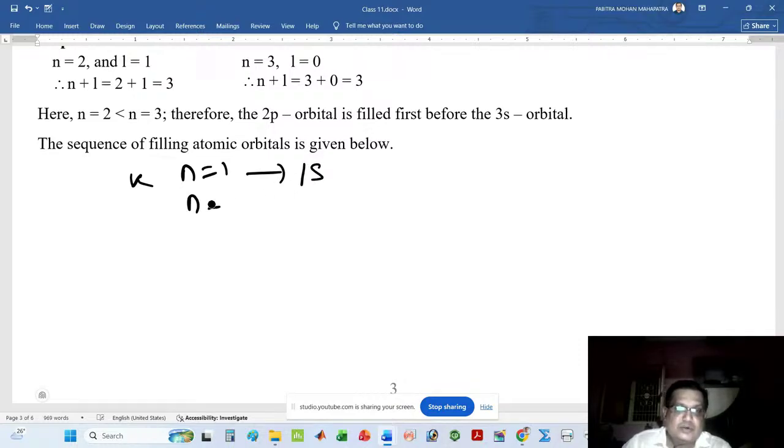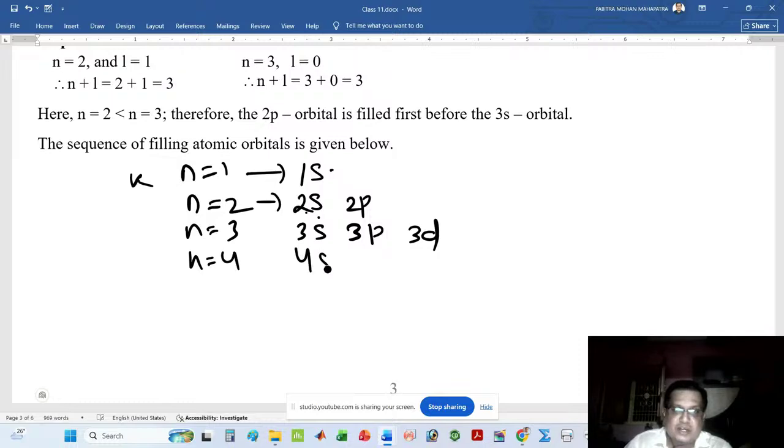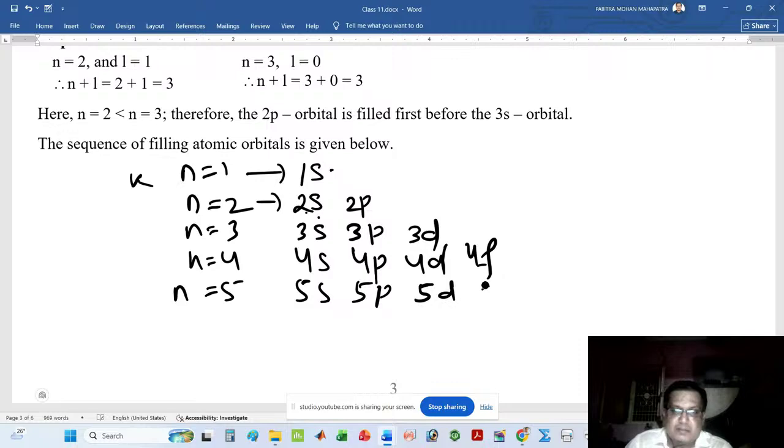Similarly, think about n is equal to 2. Here there are two orbitals. One is s, another is p. They are distinguished by writing the 2 on the left side of the orbital: 2s, 2p. Here 1s, here 2s. Similarly, think about n is equal to 3. That is 3s, 3p, 3d. Similarly for n is equal to 4, we can write 4s, 4p, 4d, 4f. Similarly for n is equal to 5, 5s, 5p, 5d, 5f.